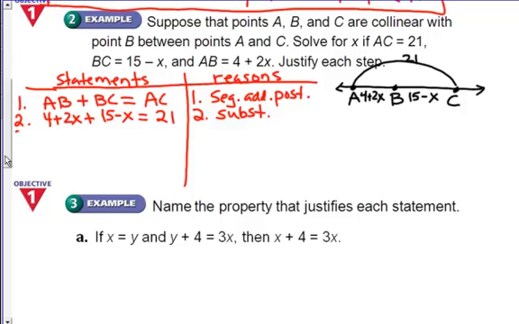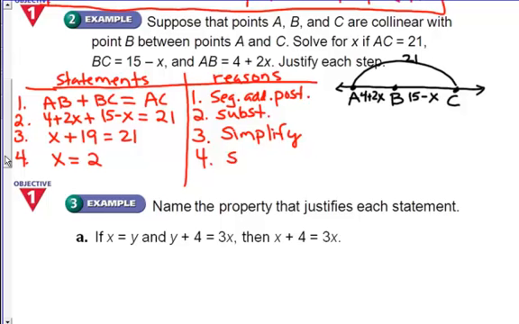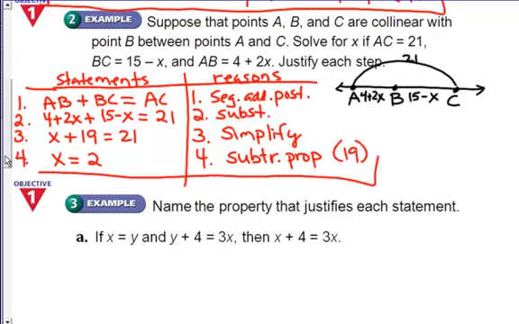Now we just got to simply solve it. First, I have to combine my like terms. 2x take away x is 1x. 4 plus 15 is 19. When you combine your like terms, it's called simplify. And the last thing I have to do is get rid of the plus 19, so I'm going to subtract 19 to get x is equal to 2. So I use the subtraction property of equality, and I subtracted 19. I'm done, so I box it in, and this is my proof by justifying each of these steps.